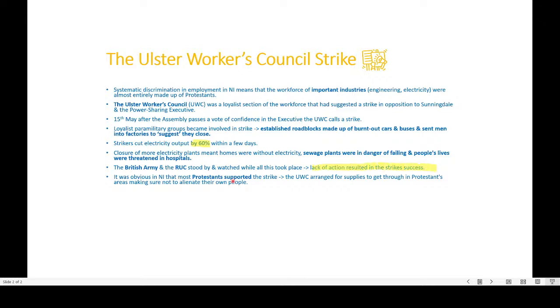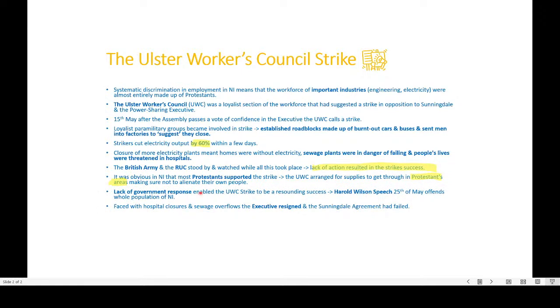So it was obvious in Northern Ireland that most Protestants supported the strike. The UWC actually arranged for supplies to get through the roadblocks in Protestant areas and made sure not to alienate their own people. That's really important there. We see that community looking after each other there. While this strike was taking place, there was a huge lack of government response, which enabled the Ulster Workers' Council strike to be a resounding success.